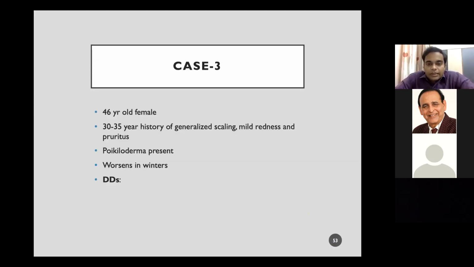So the third case again was very non-specific. I am still confused about this lady. She was having this generalized scaling, some mild erythema and pruritus for the last 30-35 years, and some amount of poikiloderma was present. Not much of atrophy, but telangiectasias, pigmentation, slight atrophy, and it used to worsen in winters. So we were not very sure. I was thinking of erythroderma, maybe psoriasis, maybe ichthyosis. We were not sure. But I will show you a finding.